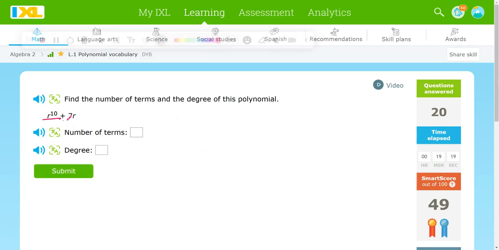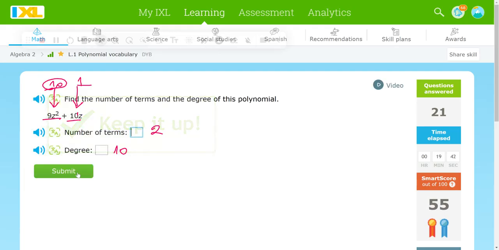Okay. Number of terms again. We have 2 terms. Okay. The degree, you see here, the power right here is 10, and the power here is 1. Okay. So of course I choose the one with the highest power. So that should be 10. Okay. So I put it in. Here we go. 2 terms and the degree is 10.